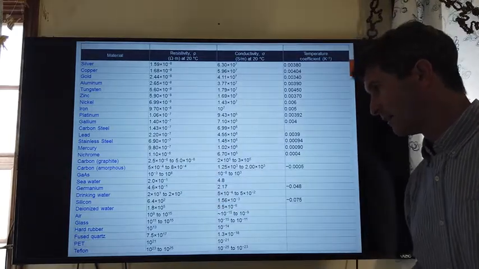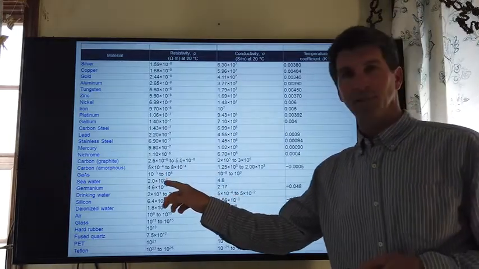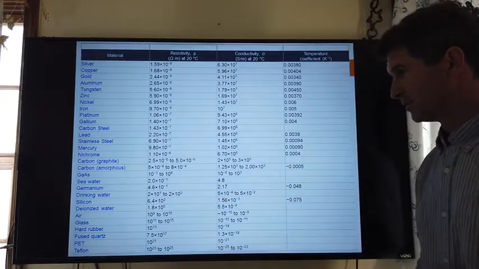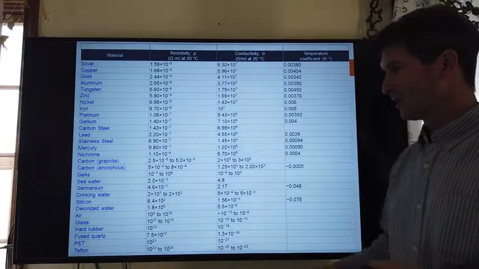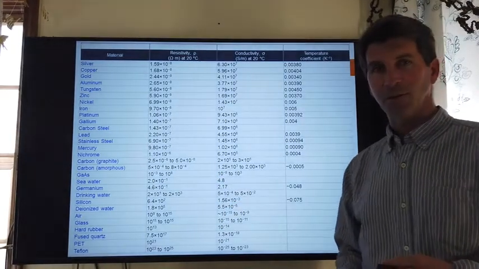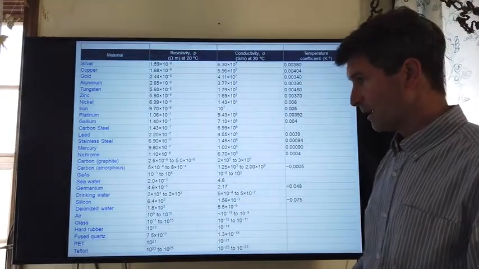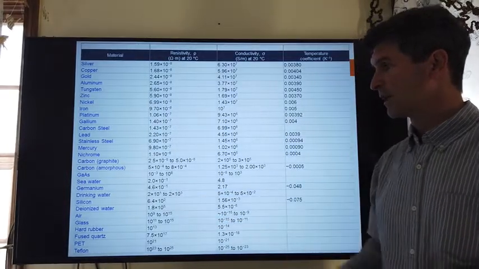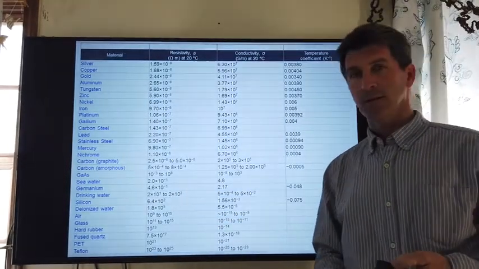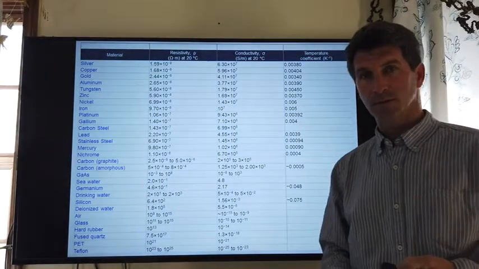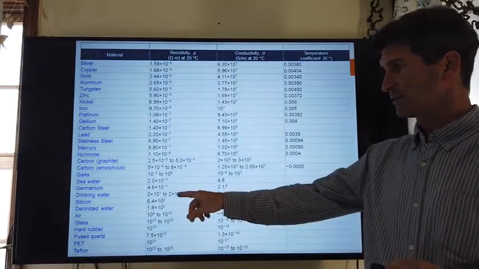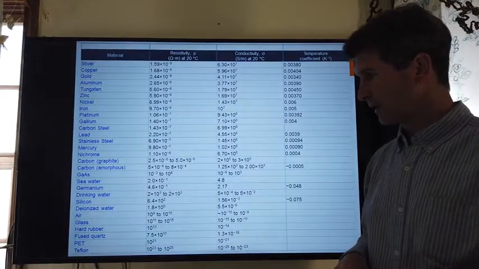Seawater is resistive, but not resistive enough to prevent the propagation of electricity when we're swimming. So that's why you don't want to be swimming during a lightning storm. And even drinking water has enough conductivity that you can easily become shocked when exposed to a voltage. So, certainly we want to be careful.